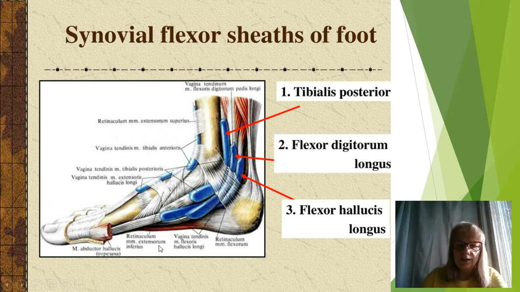On the medial aspect, we have only one retinaculum for the flexor muscles. Here we have just one retinaculum and three sheaths: tibialis posterior, flexor digitorum longus, and flexor hallucis longus.